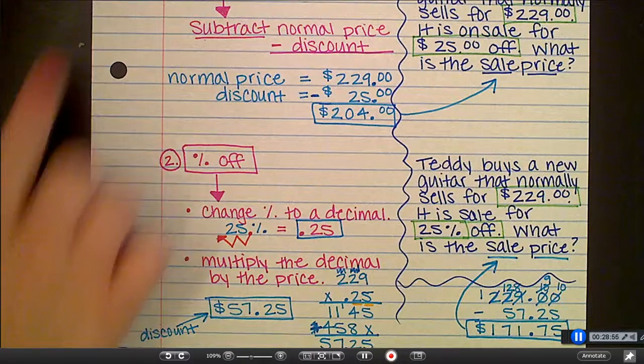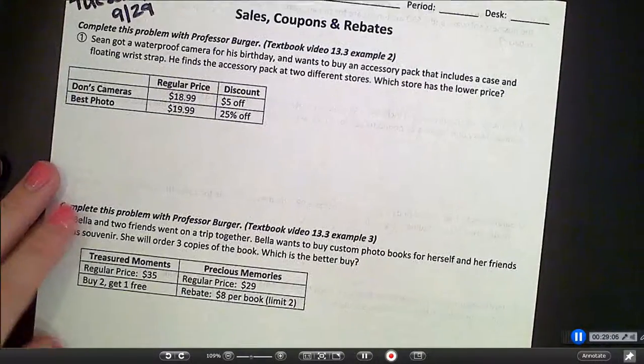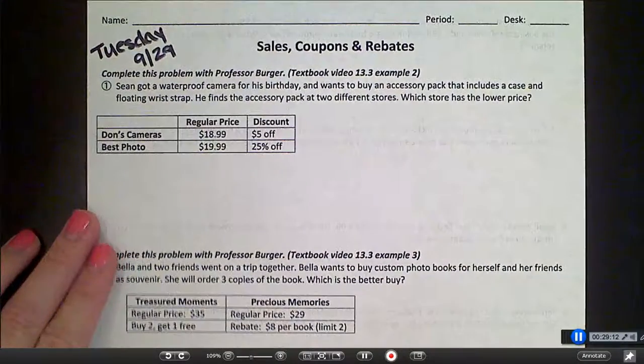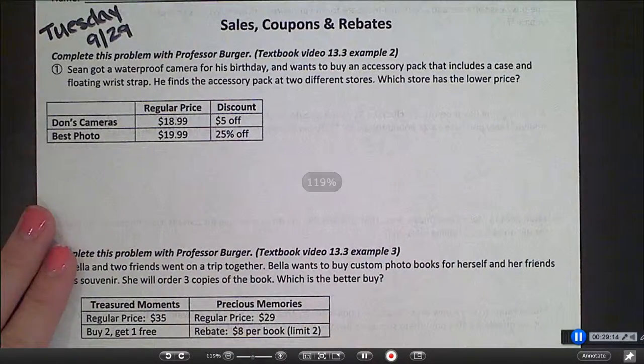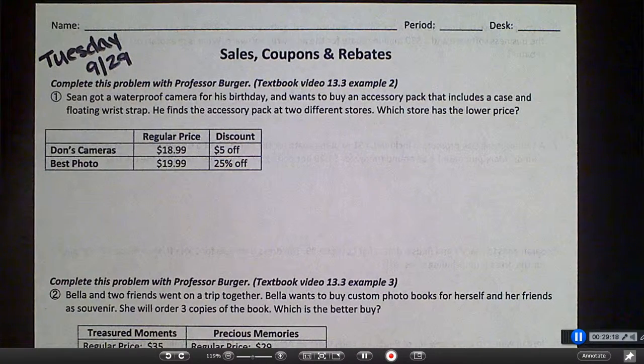So go ahead and keep your notes out, but also turn to your sales, coupons, and rebates assignment. So you'll see this in your work. This is your work for today. Oops, sorry. Go ahead and make sure that you have your full heading, your first and last name, your class period, and your desk number.